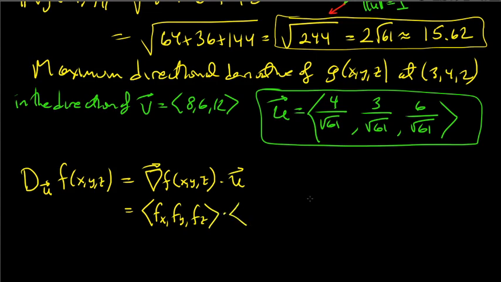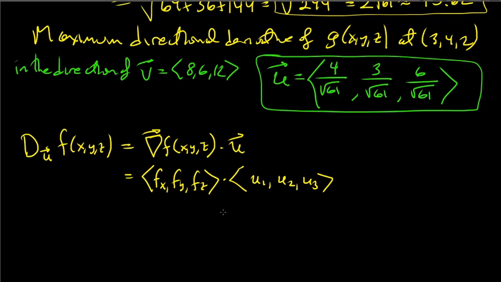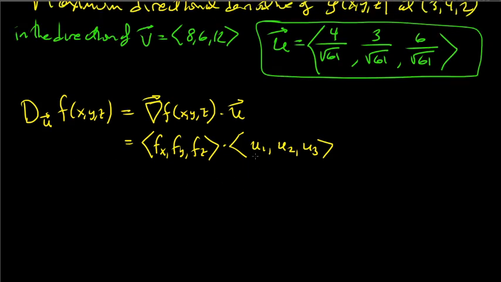So in other words, you just take the vector with the partial derivatives fx, fy, fz, dot product with u. Now, obviously here we can't use cosine theta, sine theta, because that's a vector in the plane. We're simply going to write the components of u: u1, u2, u3. That will give you the directional derivative of a function of 3 variables as opposed to just a function of 2 variables.